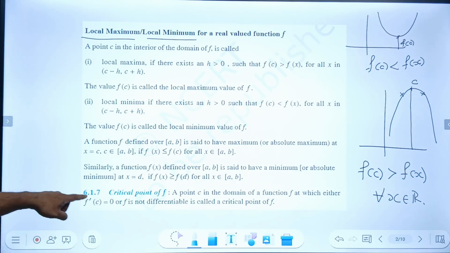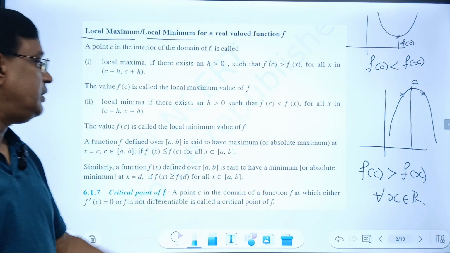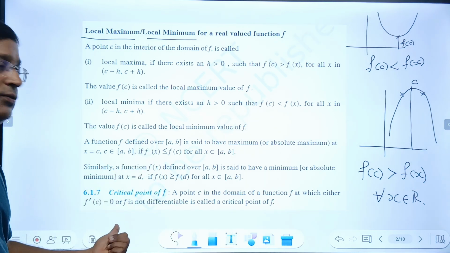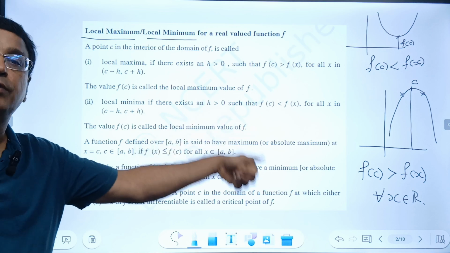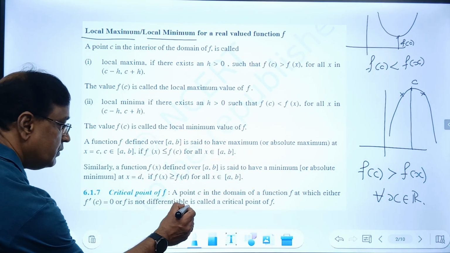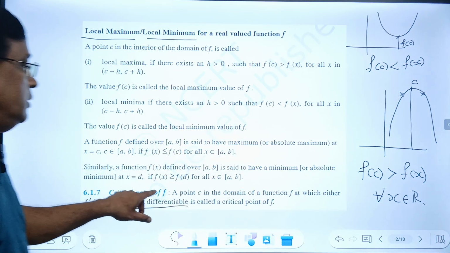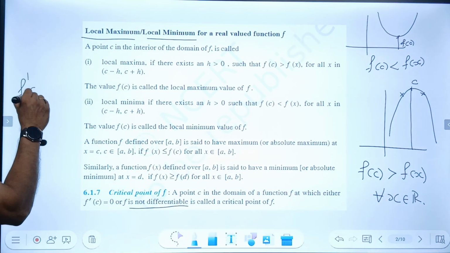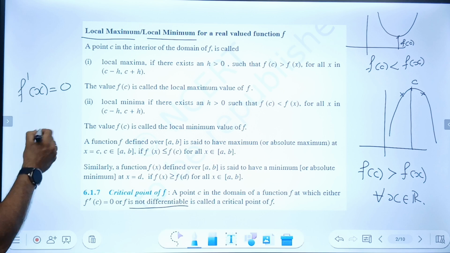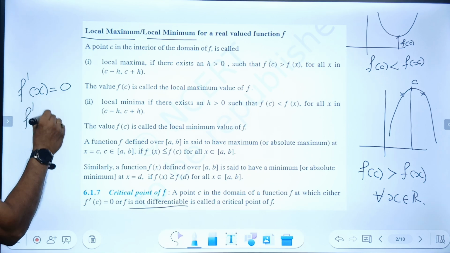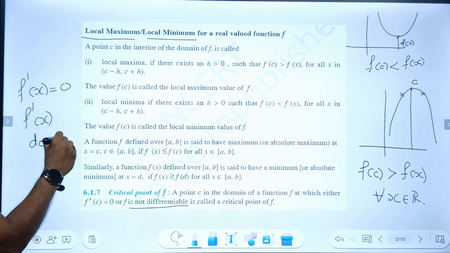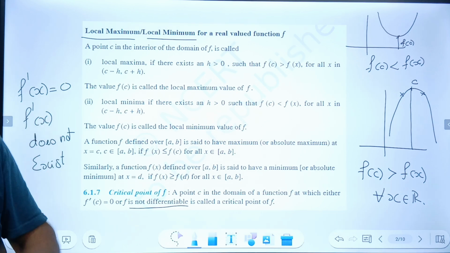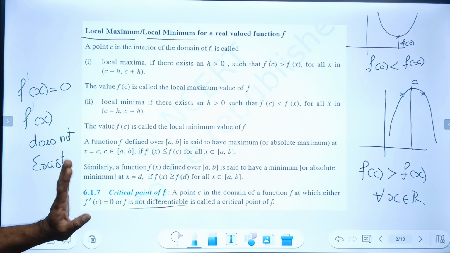Okay. Then the critical point term is very, very important. Critical point is a point where the derivative is 0, or you can say the function is not differentiable, both. This is also very important, keep a note. So a critical point is defined as a point where f dash of x is 0, or f dash of x does not exist. Okay. So I hope this is very clear to you.